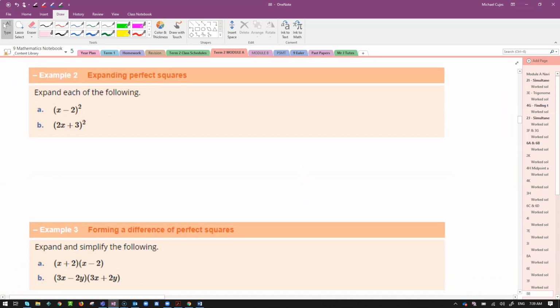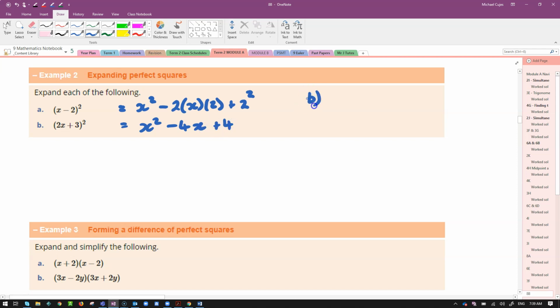Let's have a go here and expand these. So when I'm expanding x minus 2 all squared, I tell myself it's the first thing squared, minus 2 times the first term times the second term, plus the second term squared. So that's x squared minus 4x plus 4. And that's all you have to do.